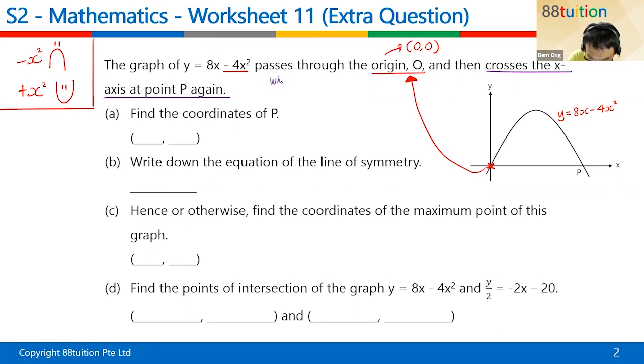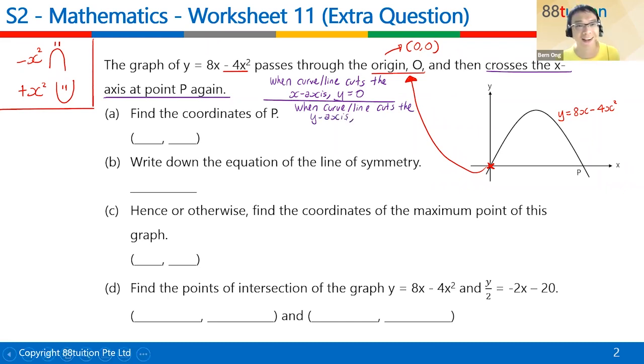When a curve or line cuts the x-axis, what happened? y equals 0. It works both ways. So the other statement is, when a curve or line cuts the y-axis, what happened? Can anyone tell me? Lisa, what can you tell me? What do you think? x equals 0. Very good. Thank you so much for participating.